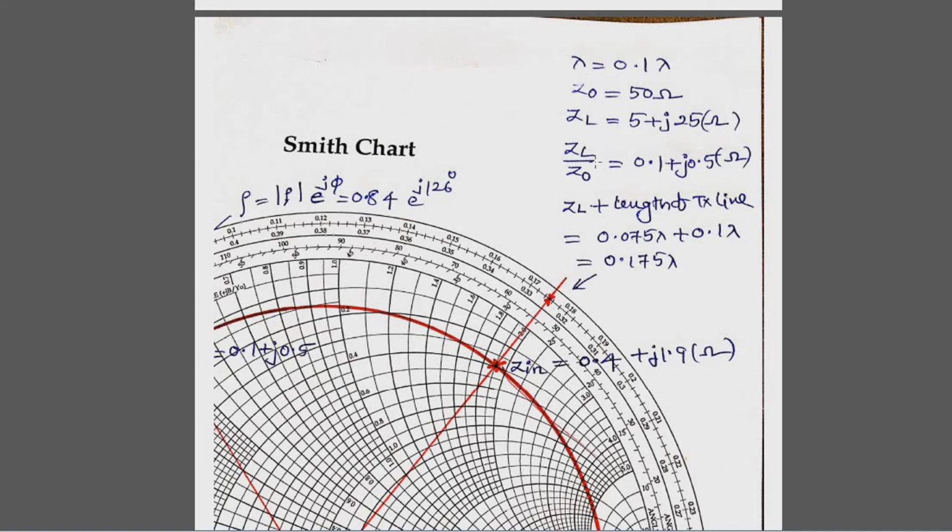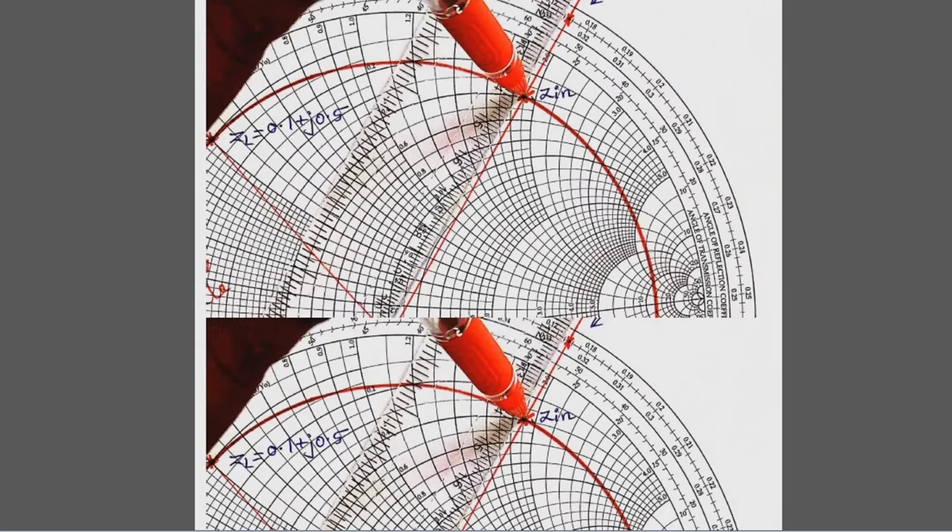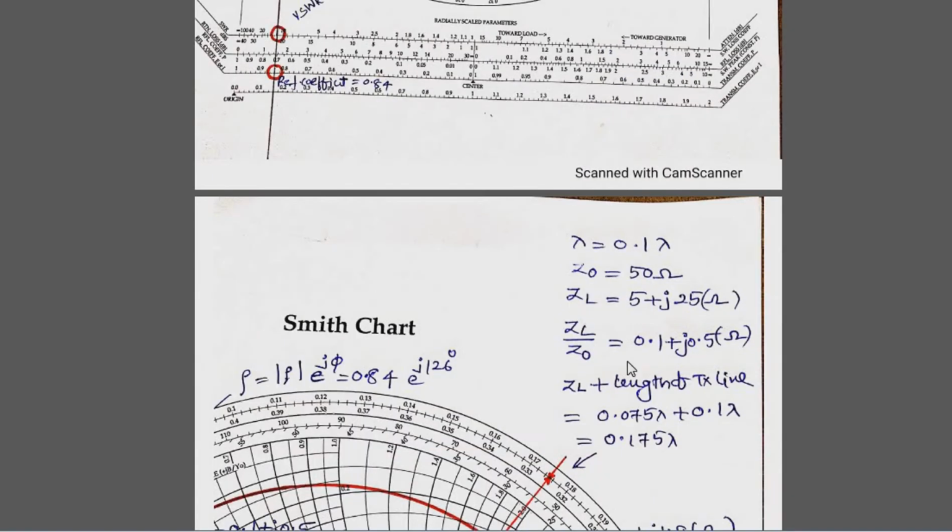Normalization means you are going to divide that by Z0. When you divide this entire thing by 50, 5 cancels, then 5 by 50 equals 0.1. Here 2.5 by 50 equals 0.05, we are going to get here. So that is up to this part, then we will come to the next point. The impedance in normalized form is given as ZL by Z0 equal to 0.1 plus j 0.5.